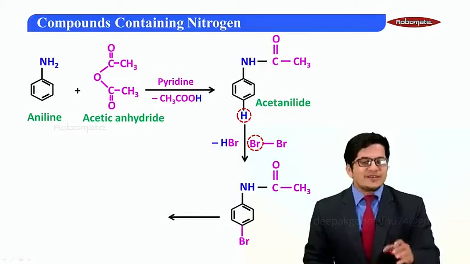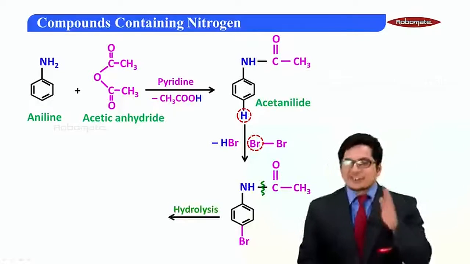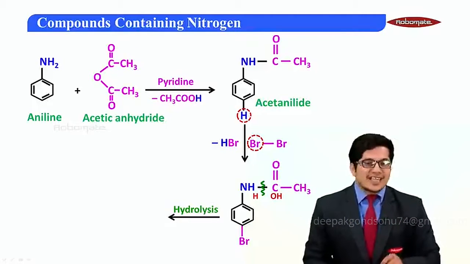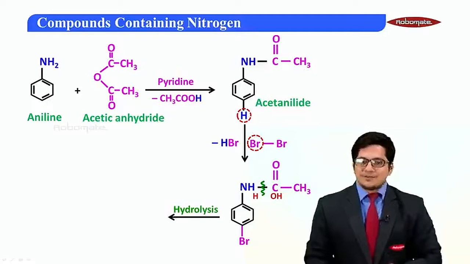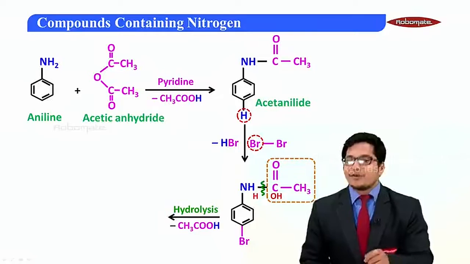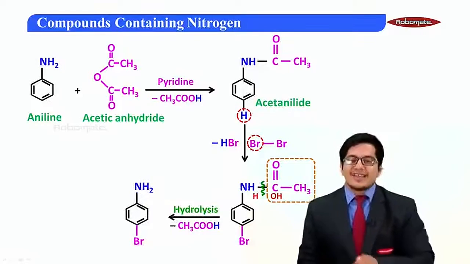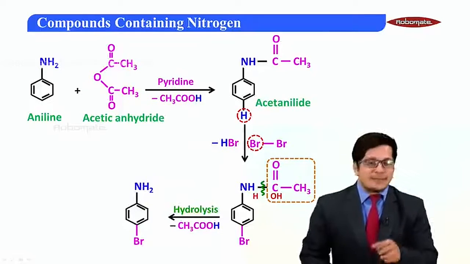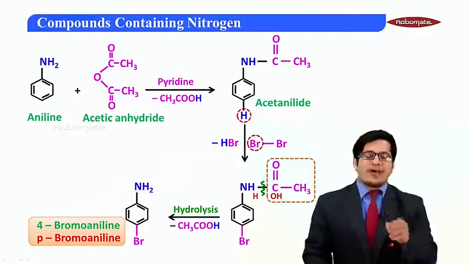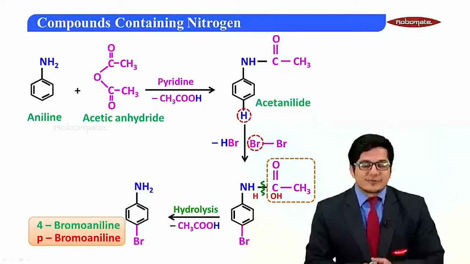Now, whenever we hydrolyze this compound, what happens? Hydrolysis breaks the nitrogen-carbon bond. H gets added to NH, and OH is added to the acetyl group. Because of this, we get CH3 C double bond O OH, that is acetic acid once again, and we again get an aniline molecule which is reformed. So finally we have arrived at a compound that is 4-bromoaniline, or para-bromoaniline.